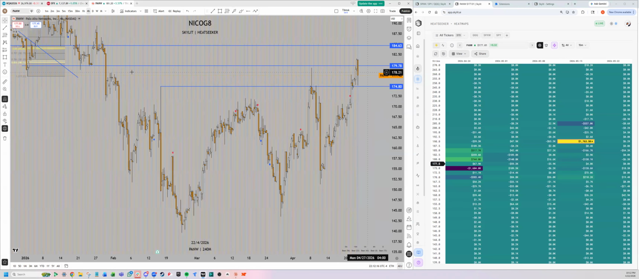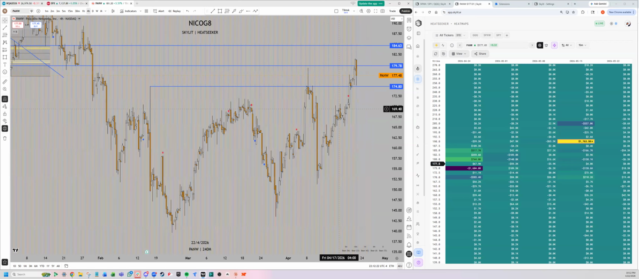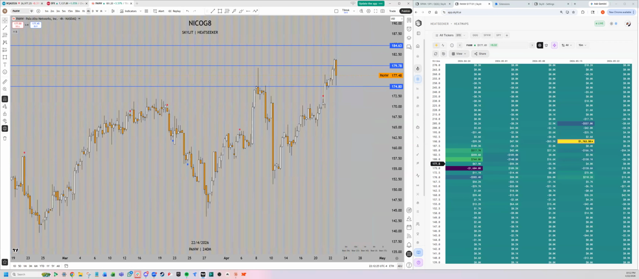If you're long in this though, I would watch out for this 180 level. This 180 level had really strong support in the past. So just keep an eye on that. So Jasmine, hopefully that helps.